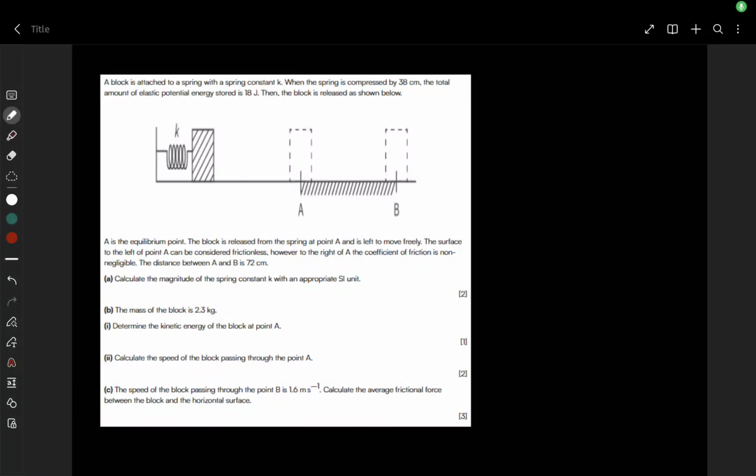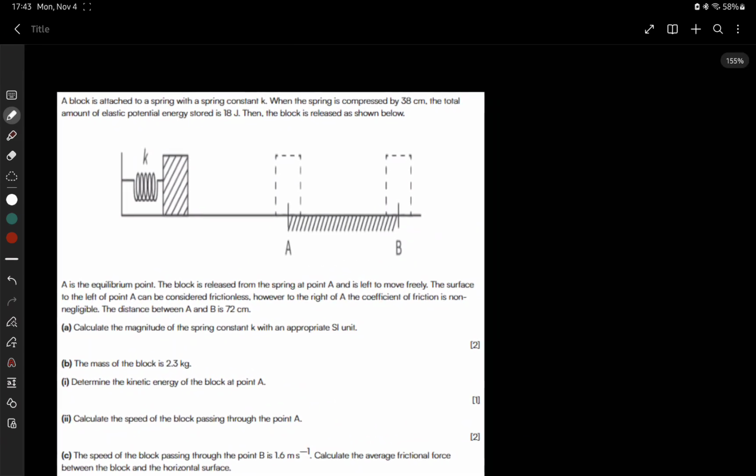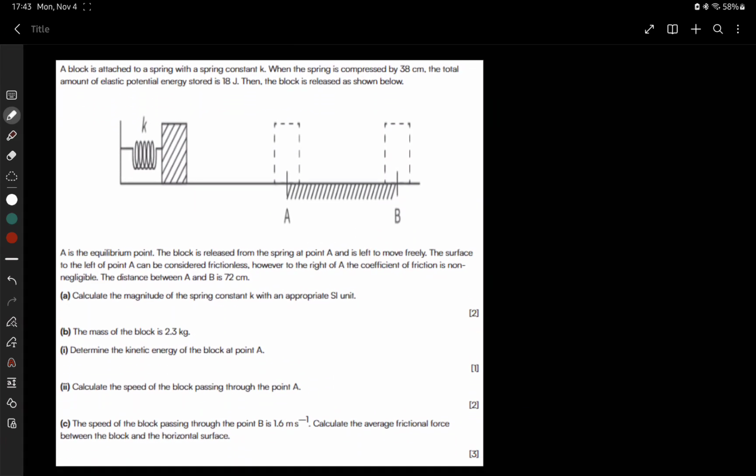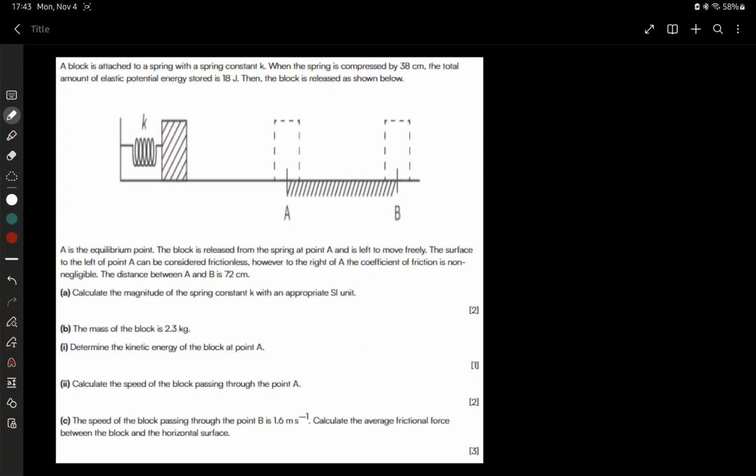Alright, this is a question you'll get that looks at kinetic energy and elastic potential energy. I'm not going to read through this whole question. If you want to read through it, please read through it now before I continue. I'll head straight to part A, which is: calculate the magnitude of the spring constant K with an appropriate SI unit.